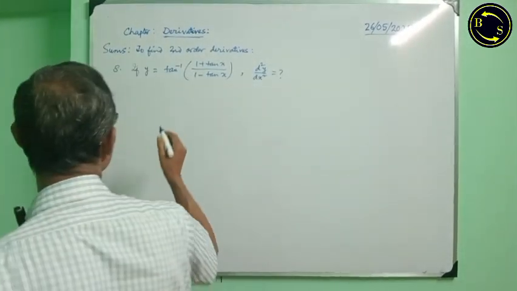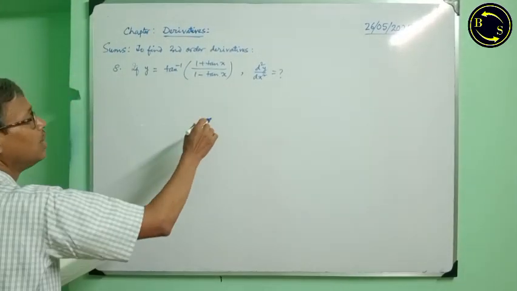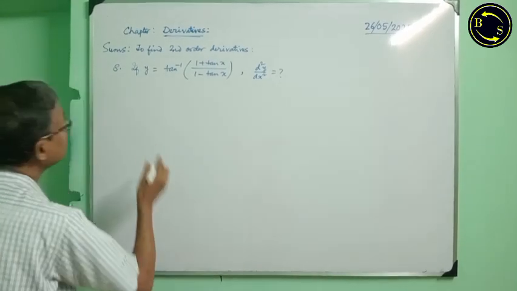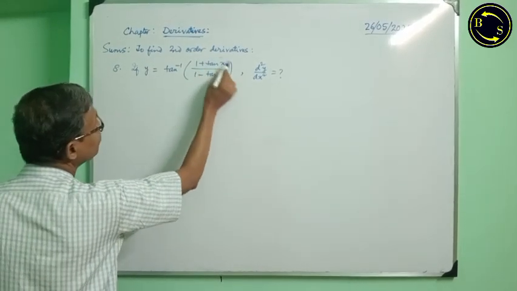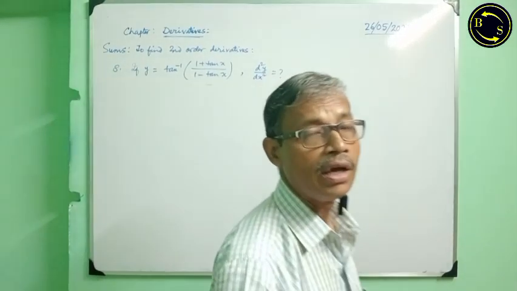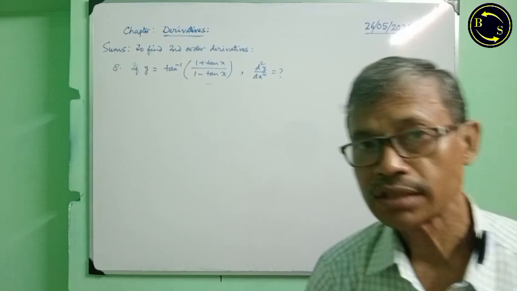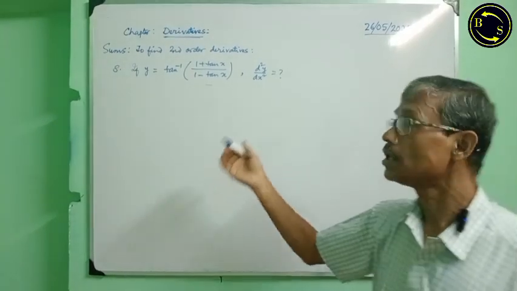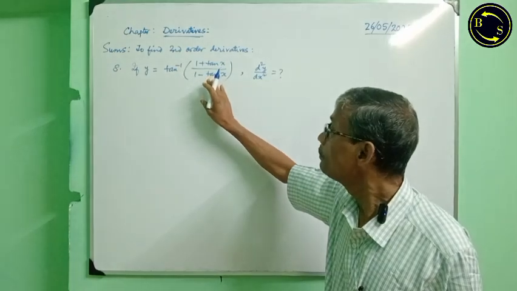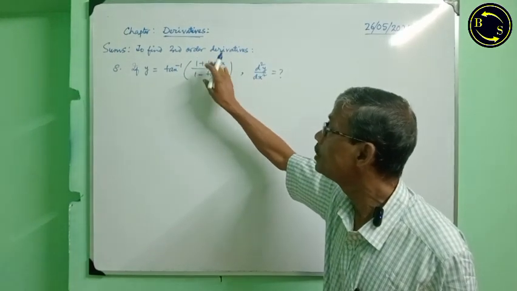Next term, y equal to tan inverse of this one. We have to find d2y/dx2. First we note that y equal to tan inverse of this one. Already I have mentioned that in the trigonometrical case, if you find such an expression, first you simplify the expression within the brackets.